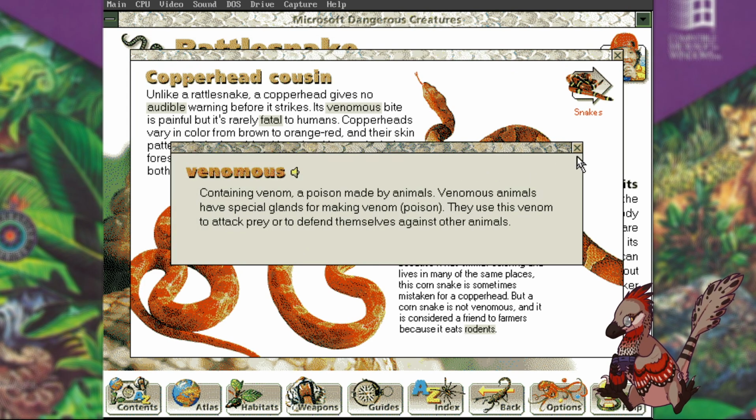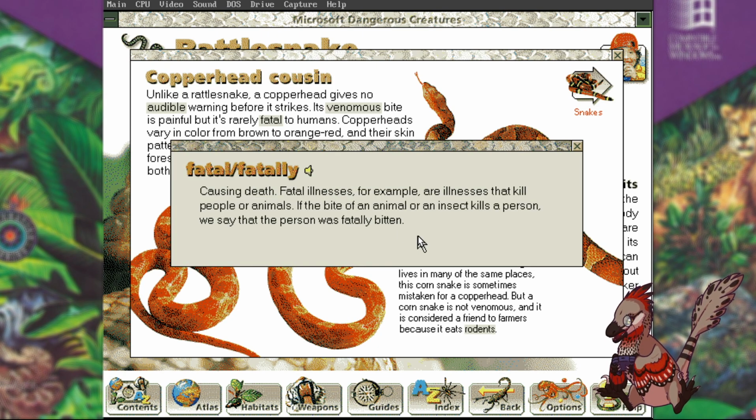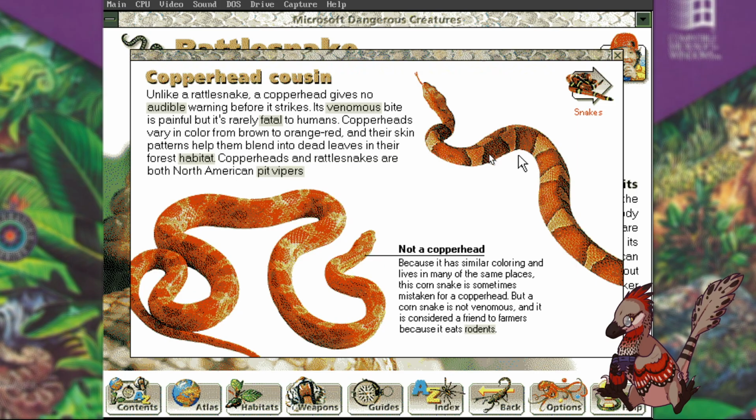Venomous. Containing venom, a poison made by animals. Venomous animals have special glands for making venom, poison. They use this venom to attack prey or to defend themselves against other animals. Fatal. Causing death. Fatal illnesses, for example, are illnesses that kill people or animals. If the bite of an animal or an insect kills a person, we say that the person was fatally bitten.